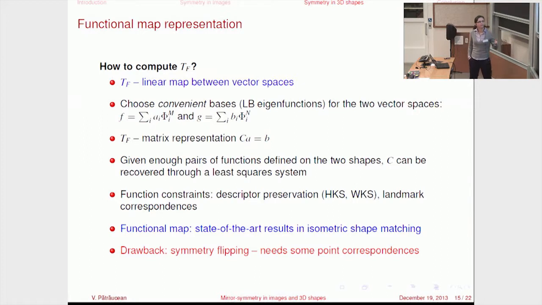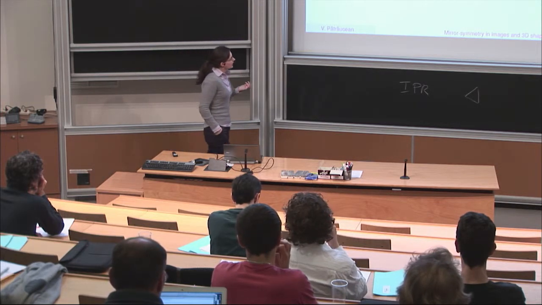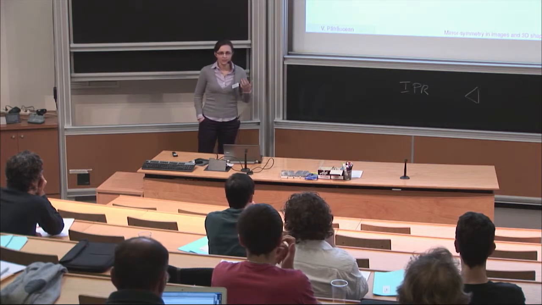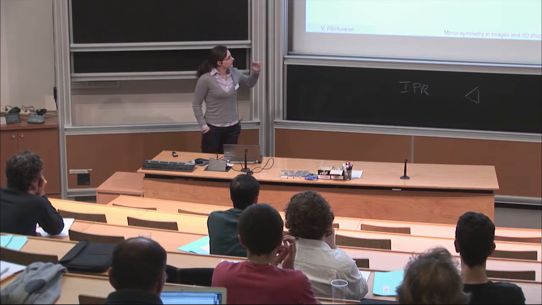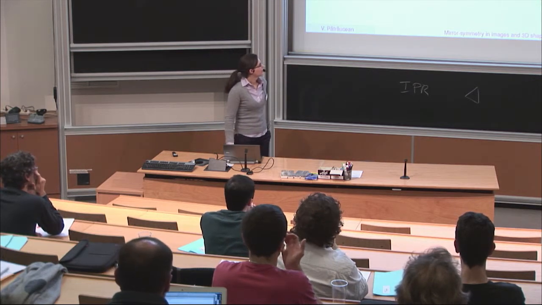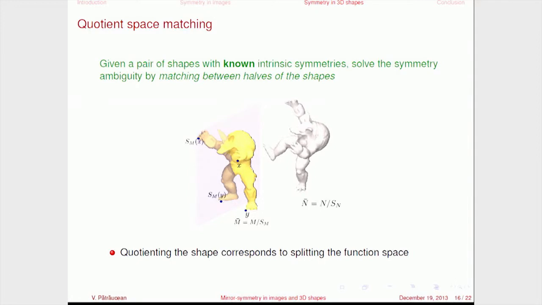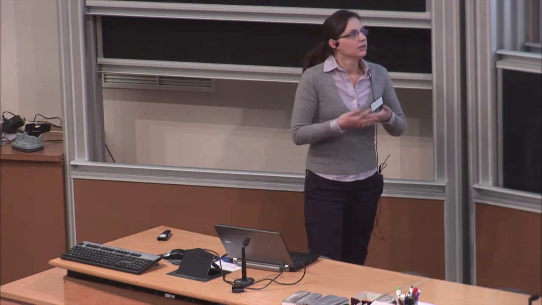So the functional map gives state-of-the-art results in isometric shape matching for general shapes. But it still has the symmetry flipping that I mentioned earlier, so we still have the continuity issue. And the original functional map used some point correspondences to solve that issue. What we propose here is to avoid that, as I said, intuitively by matching only between half of the shapes, but we won't actually work at the point level on the half of the shapes. We will split the space of functions.